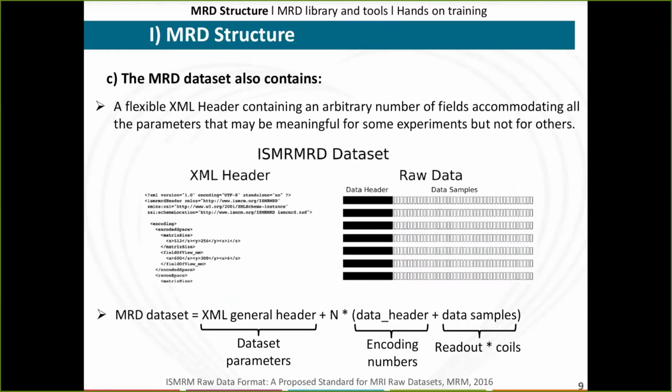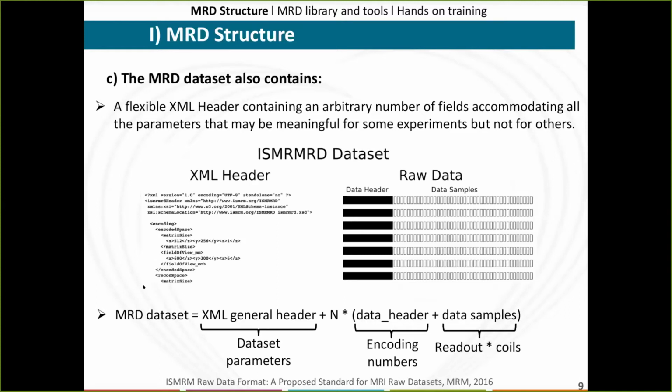So basically, an MRD dataset also contains flexible XML headers in which we can have an arbitrary number of fields to accommodate all the parameters which we might need for one experiment and not for others. So we have all the dataset parameters such as the field of view and the matrix size, but we can also have the b-value if it's a diffusion experiment. All of that goes into the XML headers.